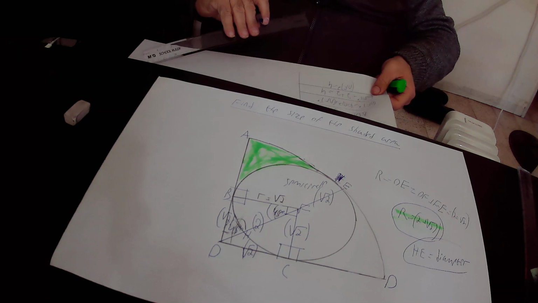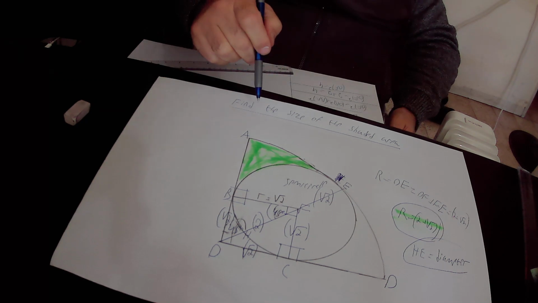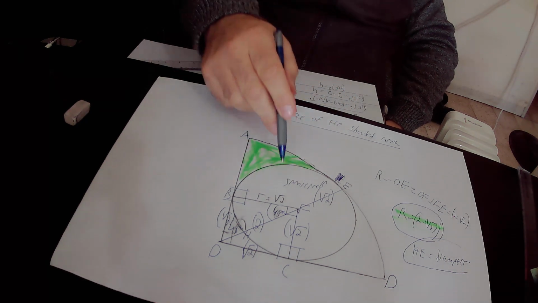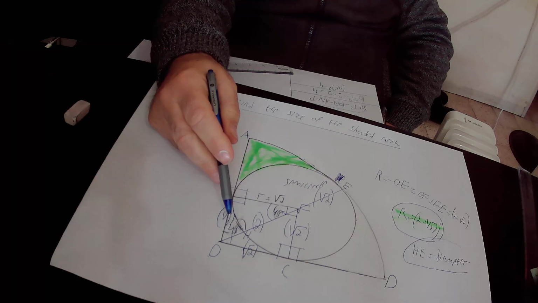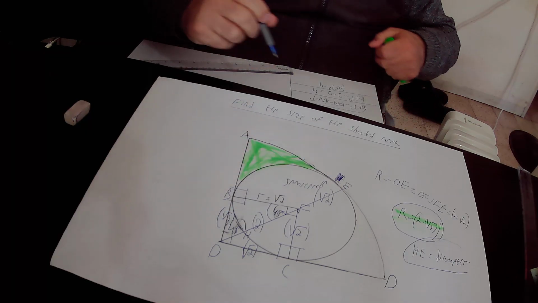So the area of the green shape equals the area of sector AOE minus the area of the small semicircle, minus the area of this shape HBO.